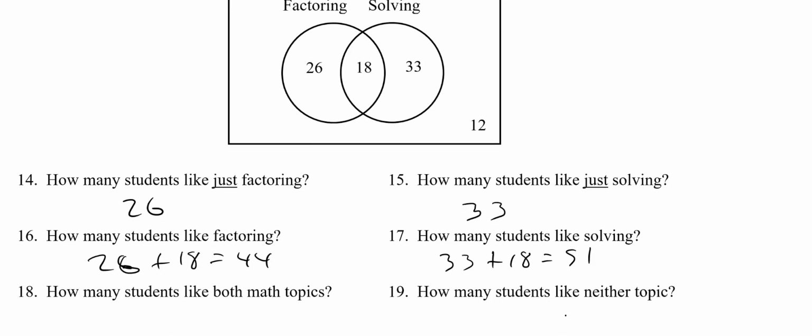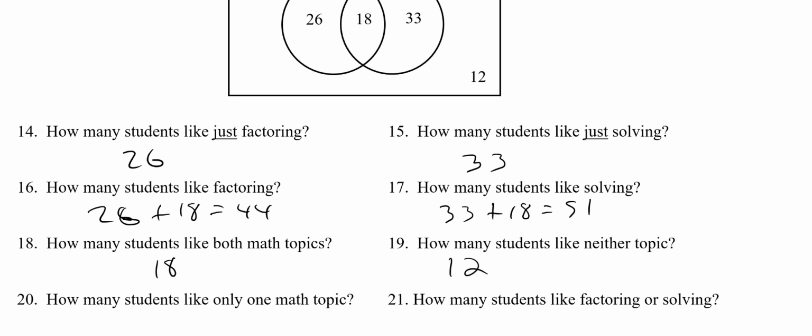Okay. How many students like both math topics? Well, that's the one in the middle. That's 18. How many students like neither topic? Well, that's the 12. Again, I think that's a little high because I think most people like math. And then the last two, how many students like only one math topic? Well, that's either the 26 or it's the 33. Okay, because 18 means they like both. So that gives me 59.